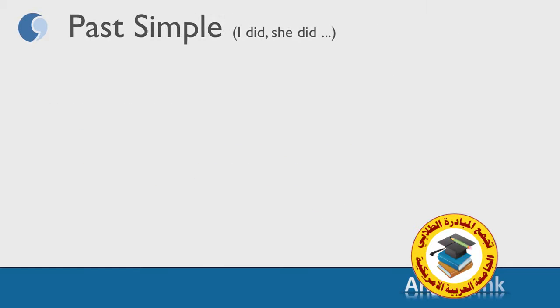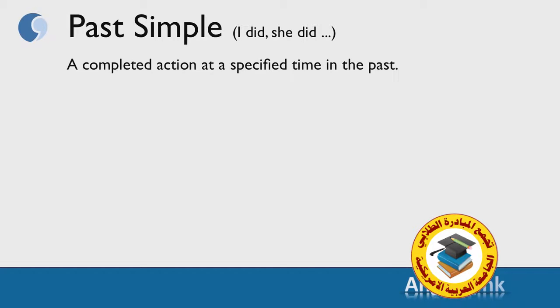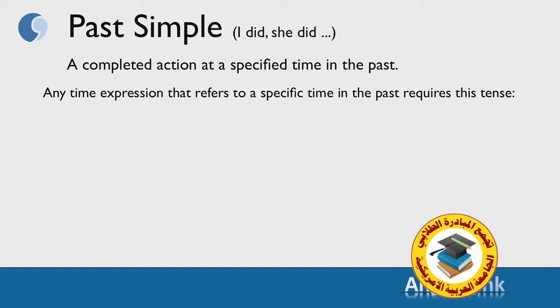Right, moving on to the past simple. I did, she did, etc. Remember that initially we contrasted past simple with present perfect, because past simple is also a completed action, but at a specified time in the past. Any time expression that refers to a specific time in the past requires this tense. For example, yesterday, last year, a week ago, when I was young. For example, she wrote that novel many years ago.